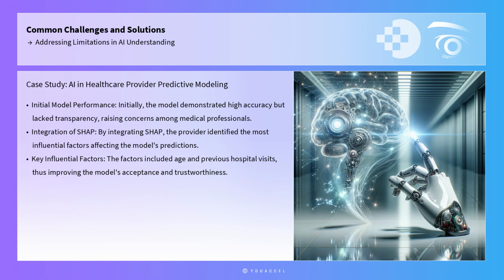A practical application of these tools can be seen in a case study involving a healthcare provider using an AI model to predict patient readmissions. Initially, the model demonstrated high accuracy but lacked transparency, raising concerns among medical professionals. By integrating SHAP, the provider was able to identify the most influential factors affecting the model's predictions, such as age and previous hospital visits, thus improving the model's acceptance and trustworthiness among healthcare staff.